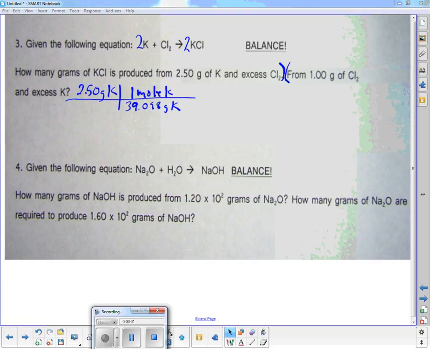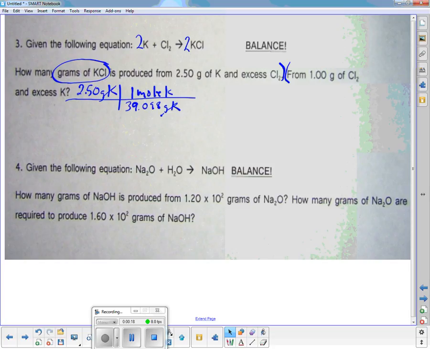We now are changed from grams to moles. Remember that the grams will cancel out. We're in the moles now. Now I stop and I say, okay, what do I need to get to? What am I trying to get to? I'm trying to get to grams of KCl, but I have to go through moles first.